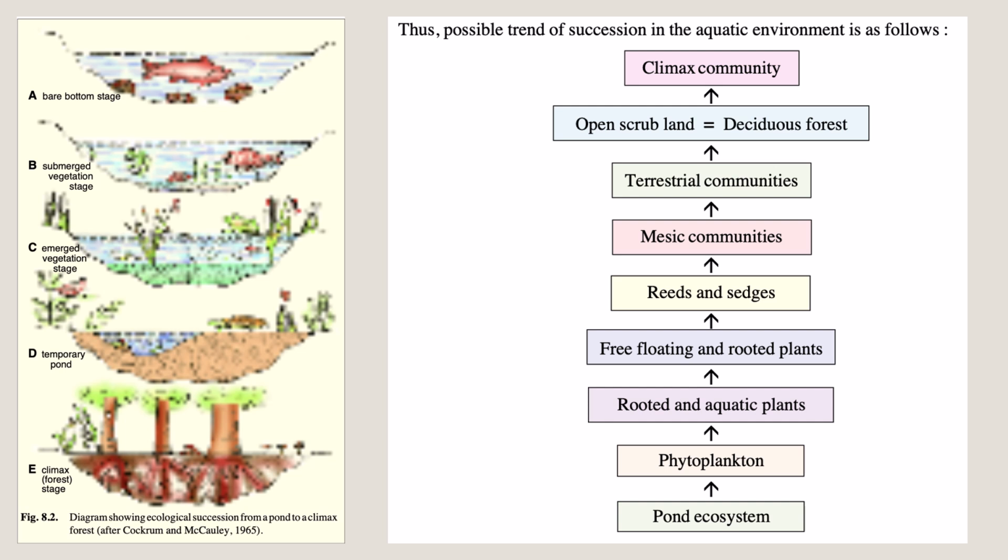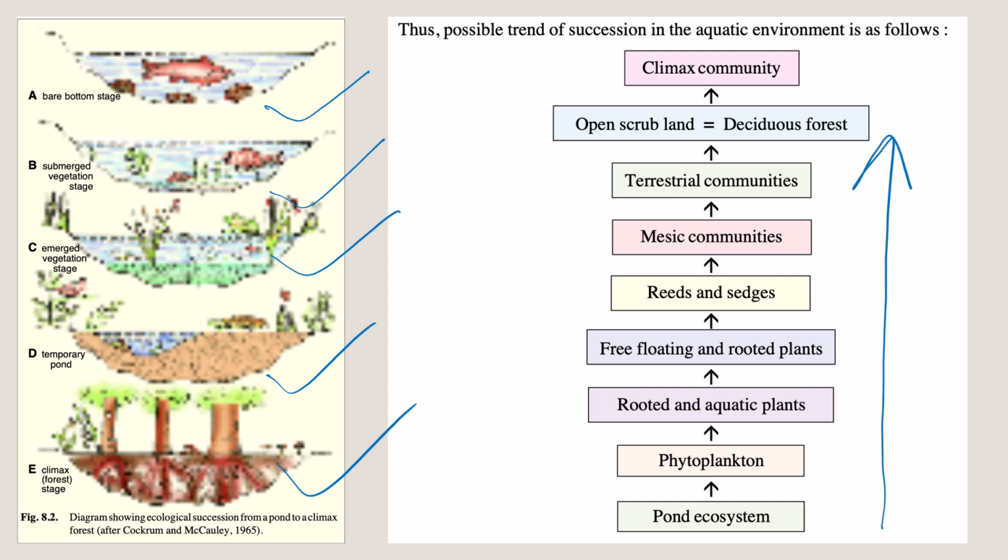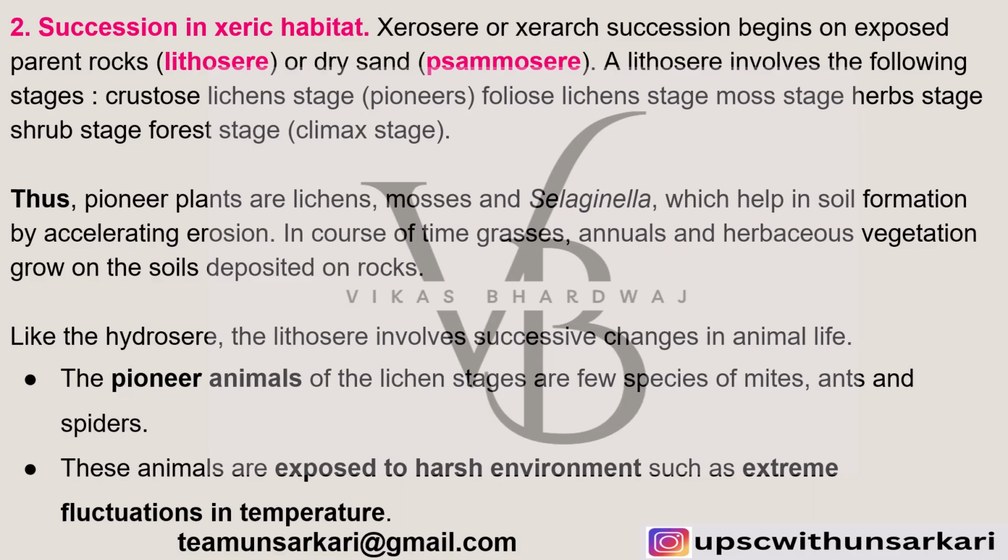So you see, this is how it is happening. Bare bottom stage, submerged vegetation stage, emergent and temporary pond stage, and then you have the climax. See, this is the whole scenario which is coming into the picture. Do have a look and make your own writing note of this in a very clear-cut manner.